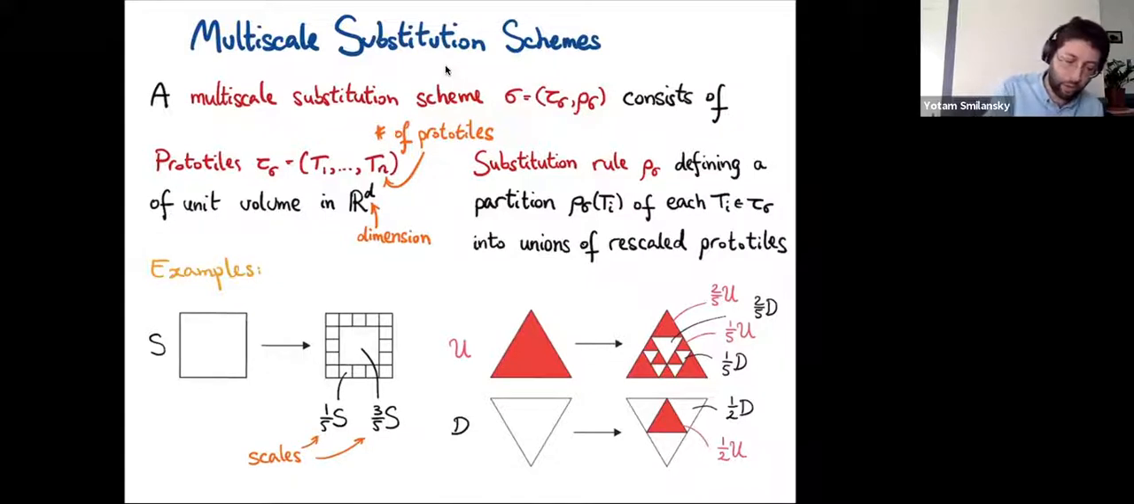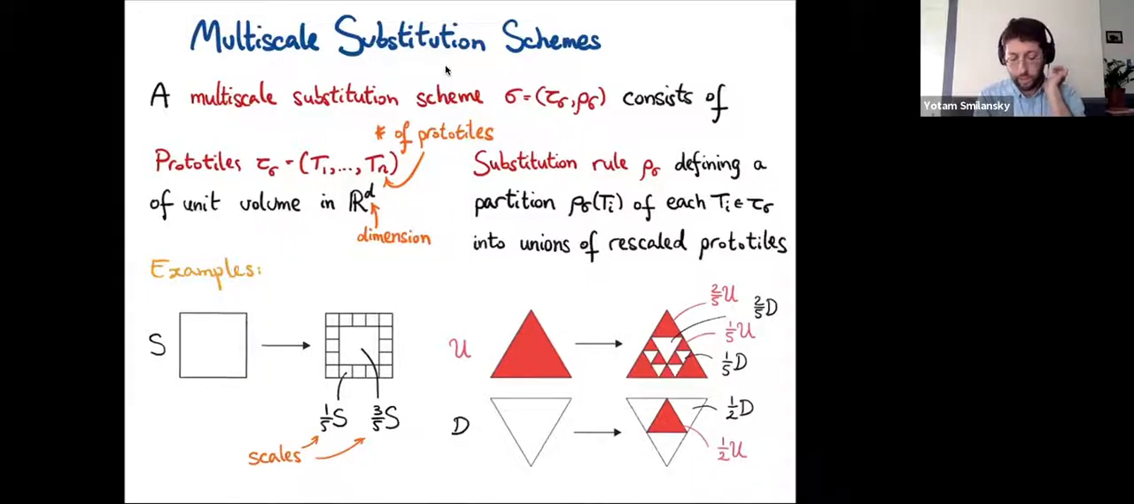So first of all, you need prototiles. Prototiles are your basic objects that you define things on. Just normalize them to have unit volume, and they are some nice sets in R^d. And a substitution rule that defines a partition of each one of the prototiles into a disjoint union of rescaled copies of those prototiles. So in a sense, your prototiles are both the puzzles and the puzzle pieces that you are building.